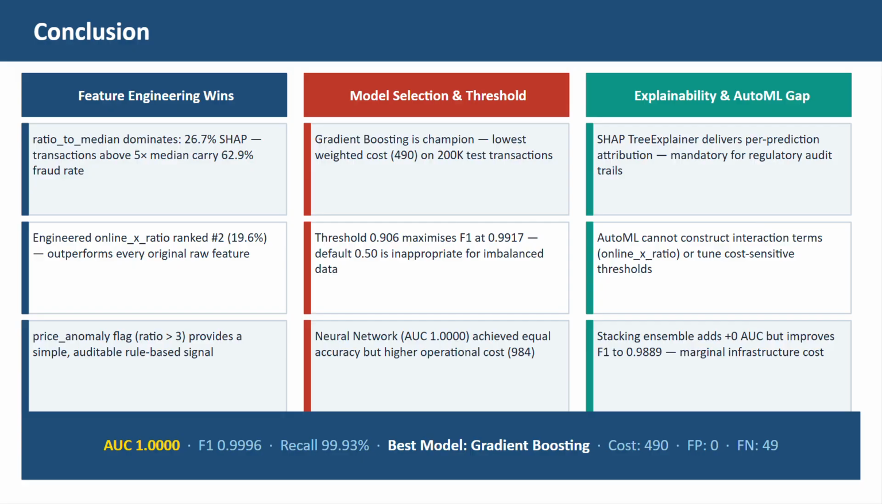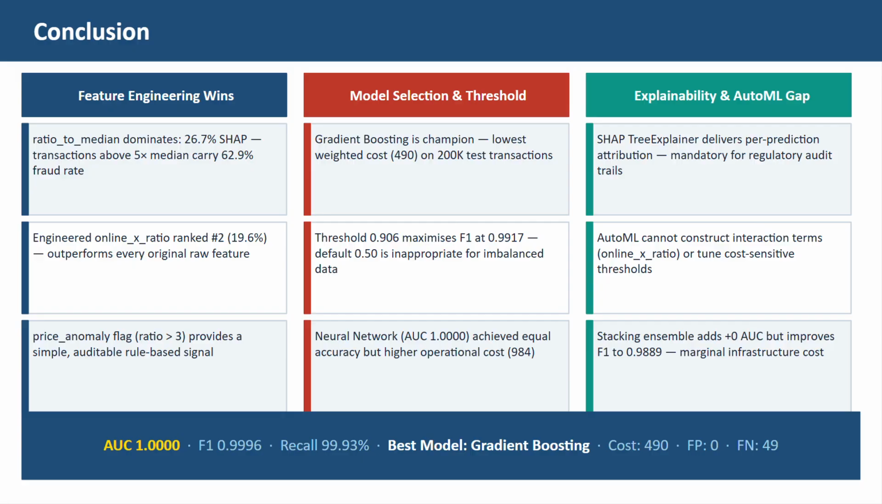As for the model selection and threshold, it turns out gradient boosting is the best model with the lowest weighted cost, only 490 on 200k test transactions, and the threshold 0.906 maximizes the F1 score at 0.9917. The default 0.5 is inappropriate for imbalanced data. And as for the neural network, with AUC 1 it achieved equal accuracy but has a higher operational cost.